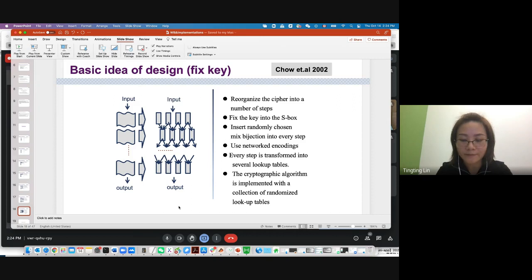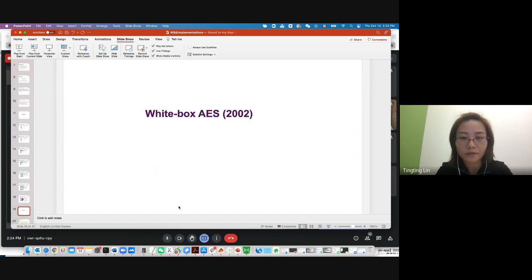So yeah, this is the basic idea of the design. Next, let me introduce an example of white-box AES.